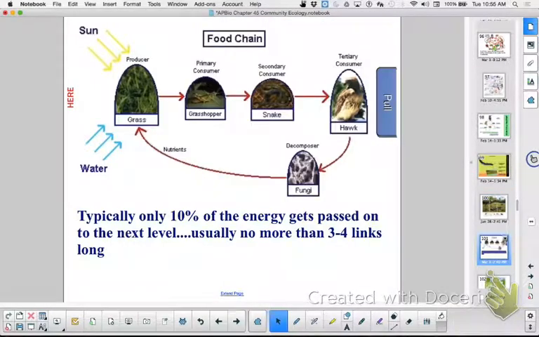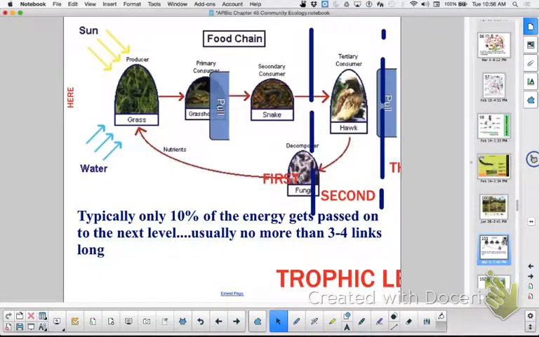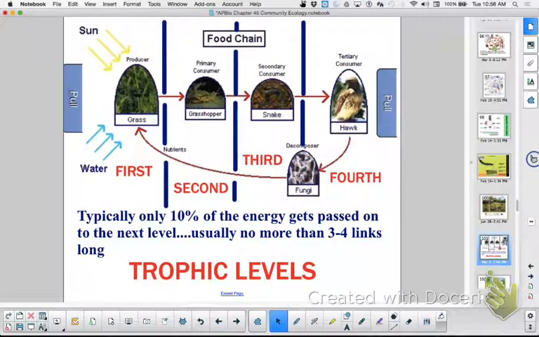Now, if you line these up, and like I said, only 10% gets passed on. If you line these up, grass goes to the grasshopper, goes to the snake, goes to the hawk. If you can call those different trophic levels. And so plant material sits at the first trophic level. And then a grasshopper, an herbivore, is eating it, that is at the second trophic level, because all of your primary consumers would be at the second trophic level. And then so on as you work your way up.